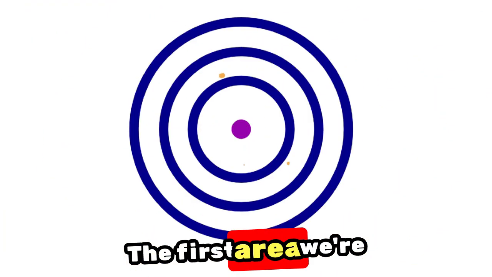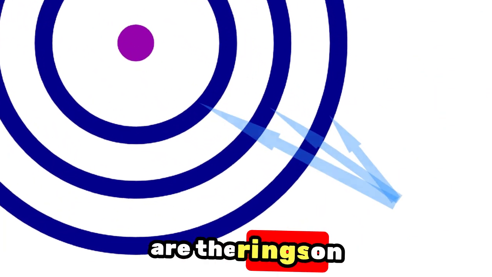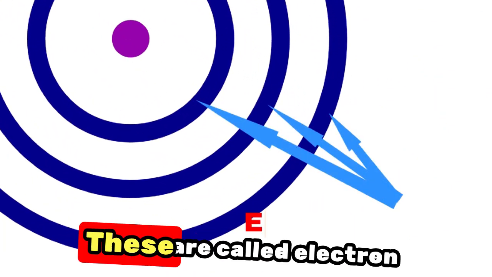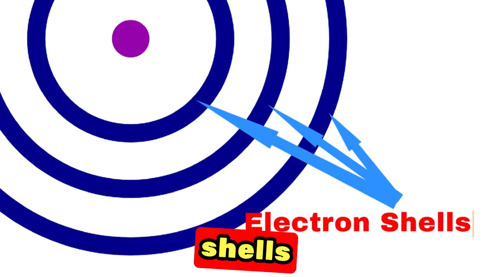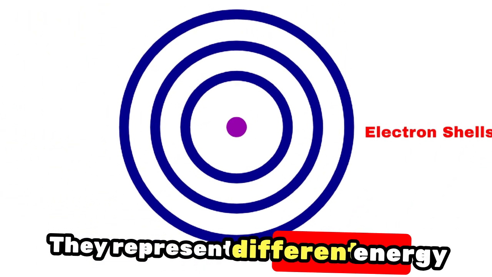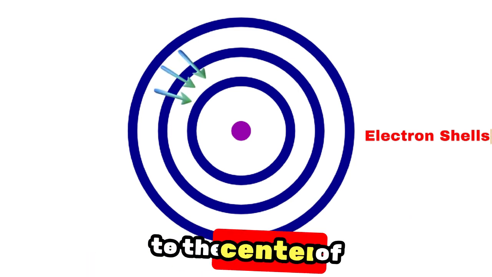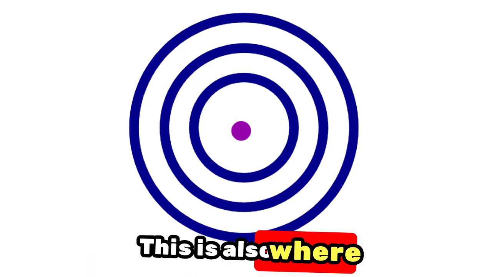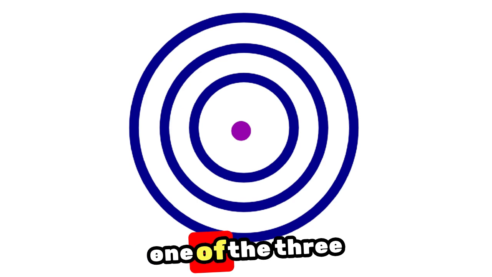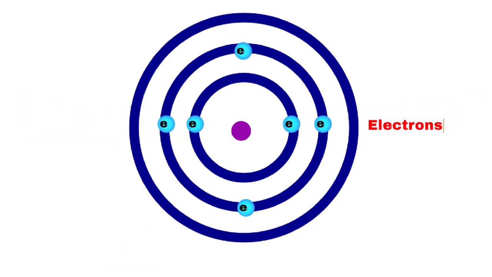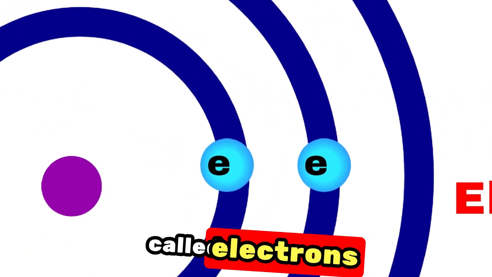The first area we're going to look at are the rings on the outside of the atom. These are called electron shells. They represent different energy levels, with the lowest energy shell being closest to the centre of the atom. This is also where you will find one of the three subatomic particles called electrons.